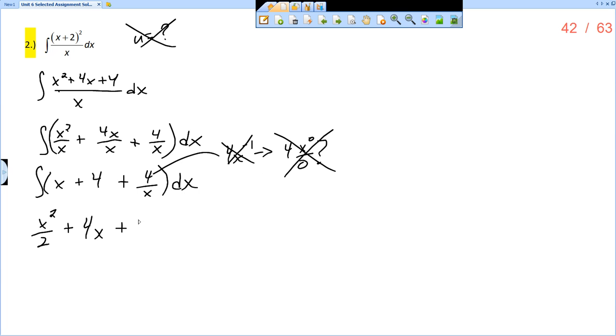I leave it as 4 over x. So that reminds me that this is the natural log of the absolute value of x, and then, of course, plus c. All right, and so that is problem number 2.